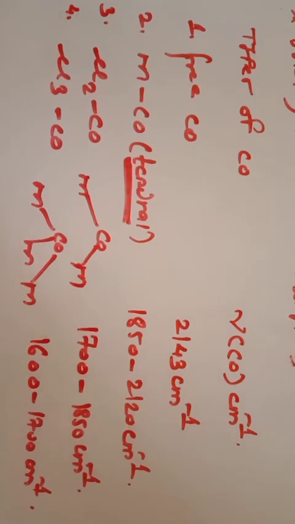So this is a very important point regarding our syllabus, that is the bridging mode of carbonyl. You should remember both the terminal and the bridging modes of carbonyl. In both cases it acts as a 2 electron donor, but if the carbonyl is present in bridging mode, more metal atoms are involved in back bonding, and the carbonyl stretching frequency decreases. The carbonyl stretching frequency decreases when CO acts as a bridging ligand.